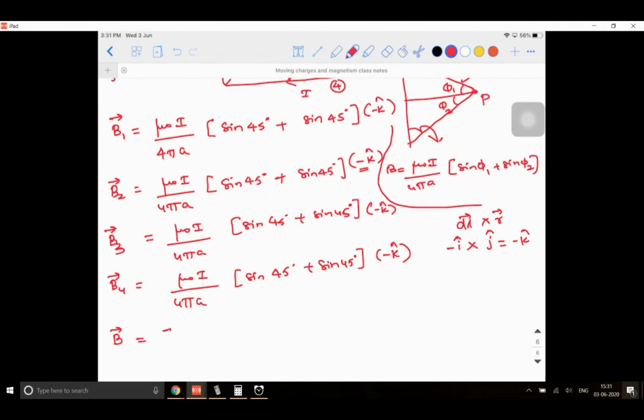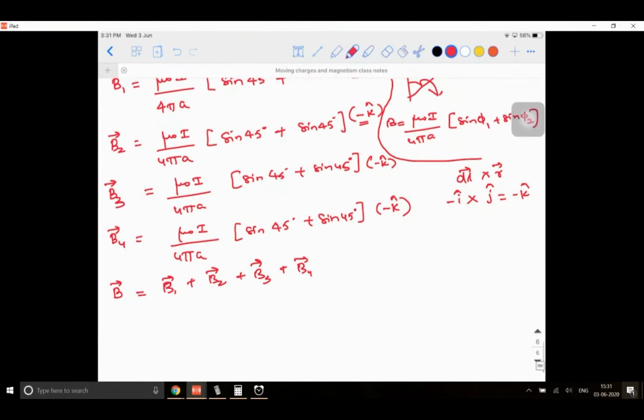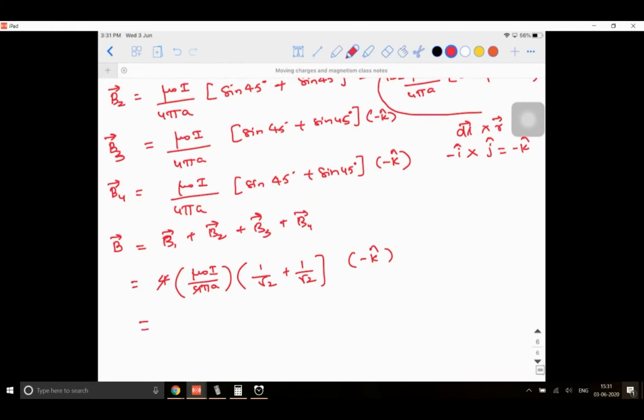The vector sum will be equal to B1 vector plus B2 vector plus B3 vector plus B4 vector. Right. So what is going to be the value? It is 4 times mu naught I divided by 4 pi a multiplied with sine 45 plus sine 45, which is 1 by root 2 plus 1 by root 2, the whole thing multiplied in the direction of minus k cap. So 4 and 4 are going to get cancelled. Mu naught I divided by, it is going to be 2 by root 2, that is root 2. So root 2 mu naught I divided by pi a in the direction of minus k cap.